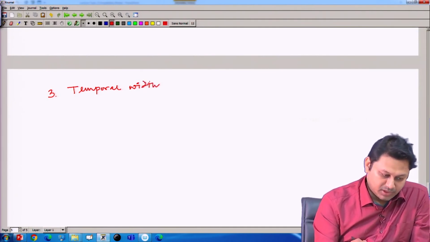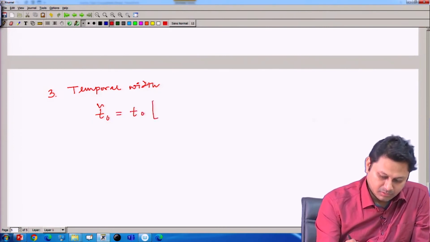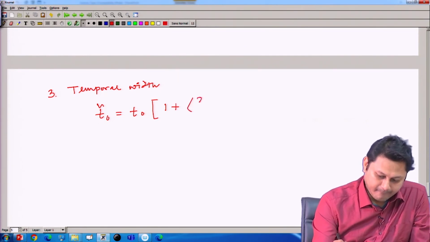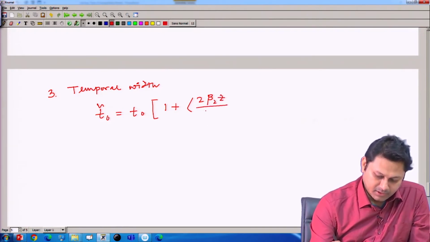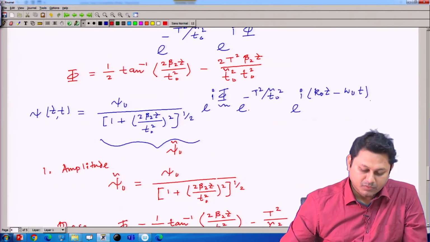So, the temporal width term, which is t0 tilde, I can write as t0 times (1 plus (2 beta 2 z divided by t0 square)) whole to the power half. So, I execute all the terms one by one.